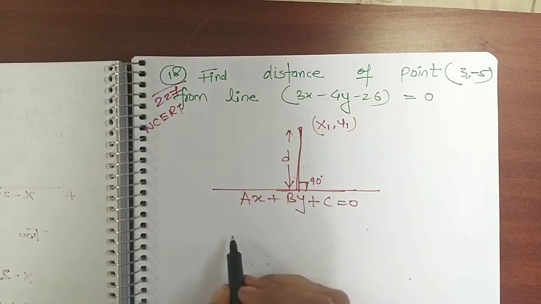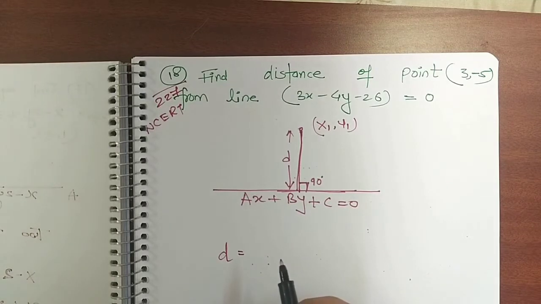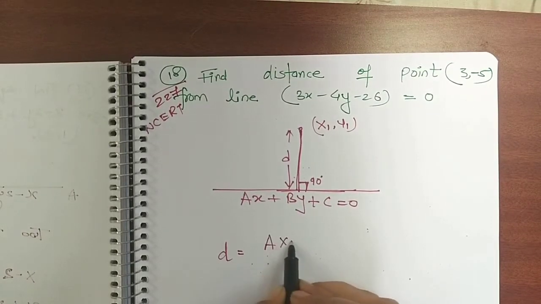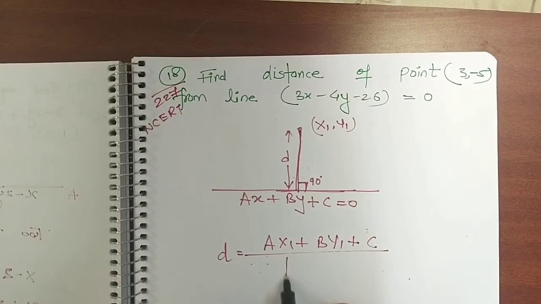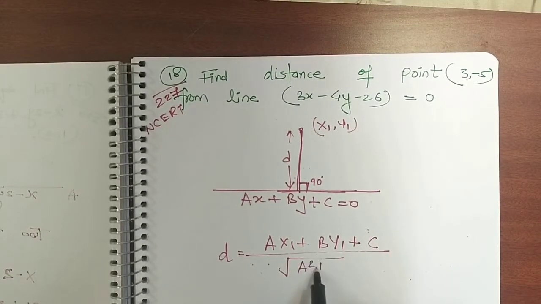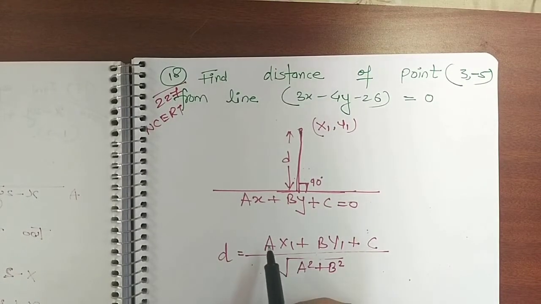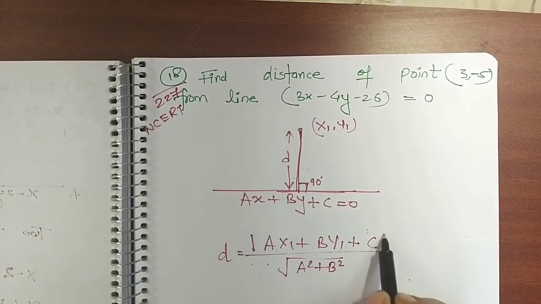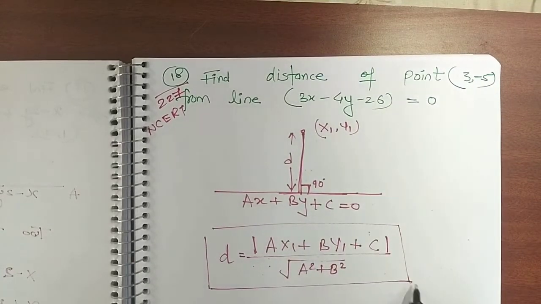So that formula is given, guys. D is equal to, please write it down in your notebook, |ax1 + by1 + c| by root of a square plus b square. And in the end, you have to put a mod here, because the distance should always come out positive.